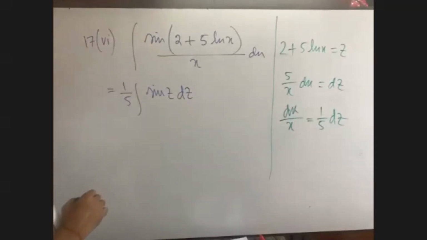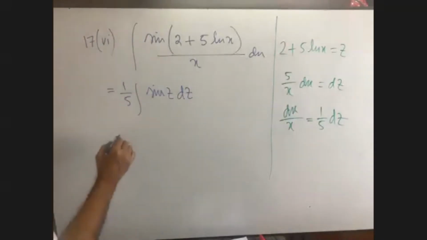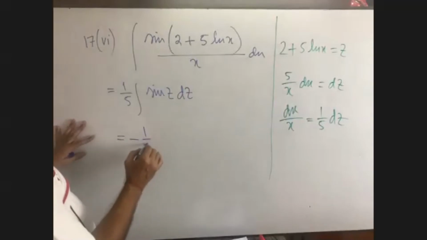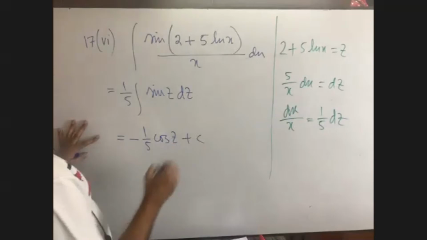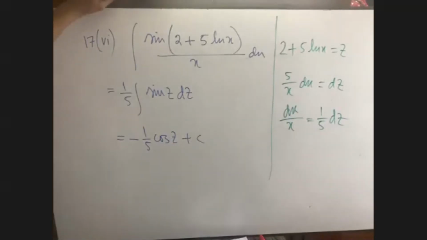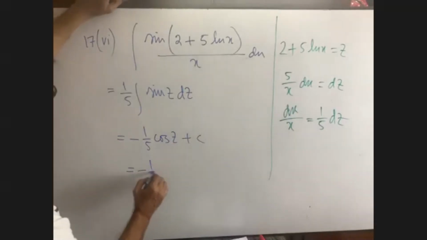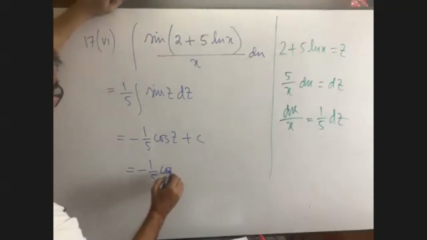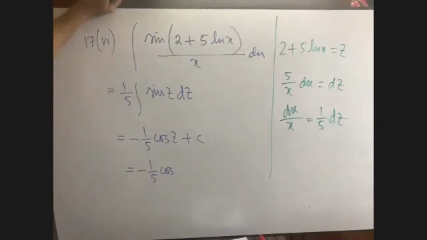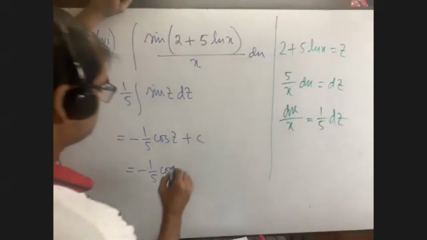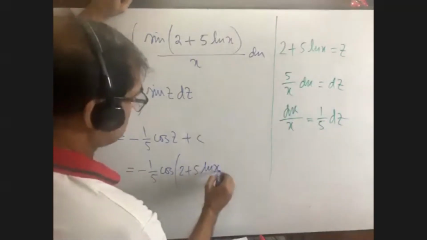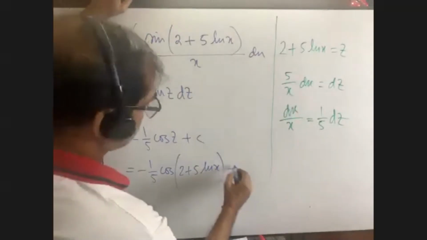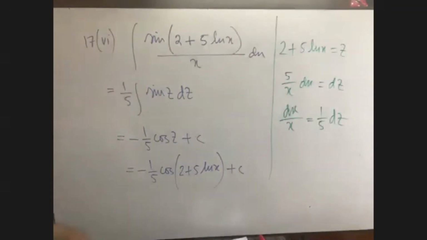So what is the integration of sine z? You know, minus cosine z. Now put the value of z. Minus 1 by 5 cosine, and z is 2 plus 5 ln x. This is plus c, and we have got the answer.